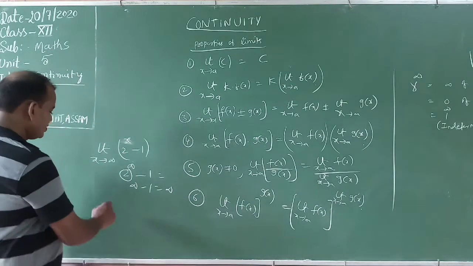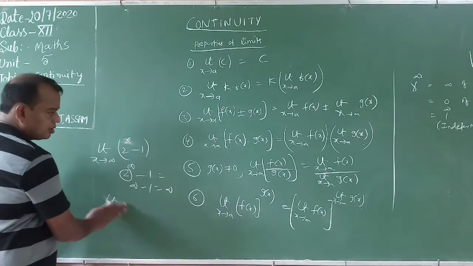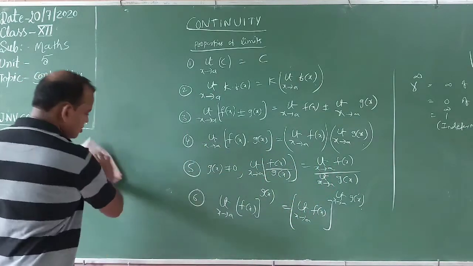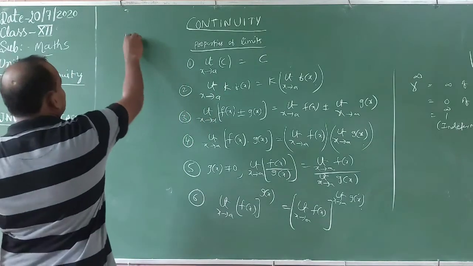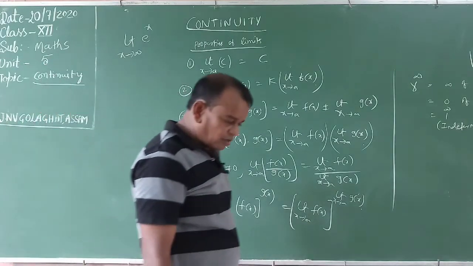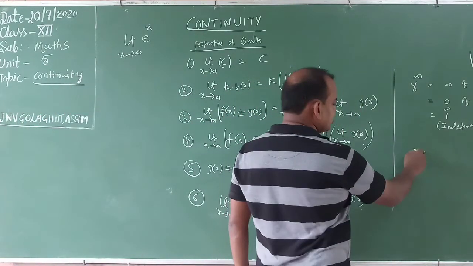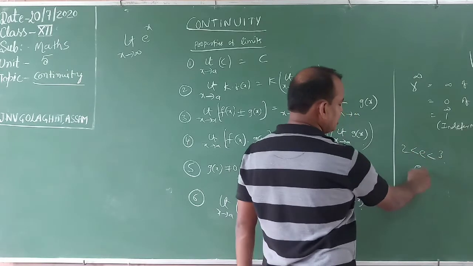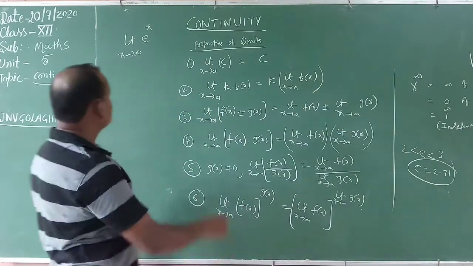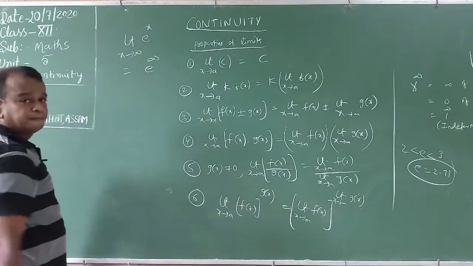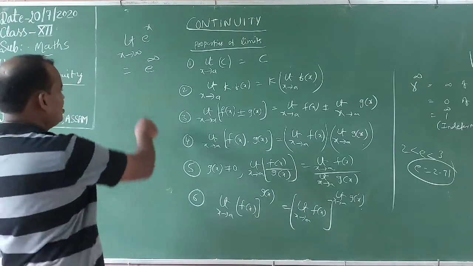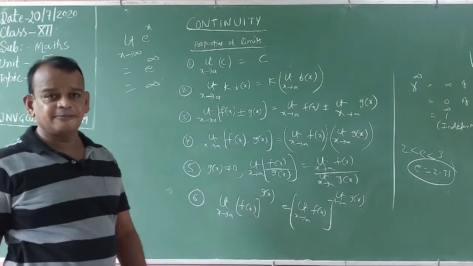Suppose we find the limit x tends to infinity of e power x. You know the value of e? The value of e always lies between 2 and 3. Approximately e is equal to 2.71. Now substitute in this one, e power infinity. The e value is 2 to 3, which means base is more than 1. More than 1 means the answer is infinity.